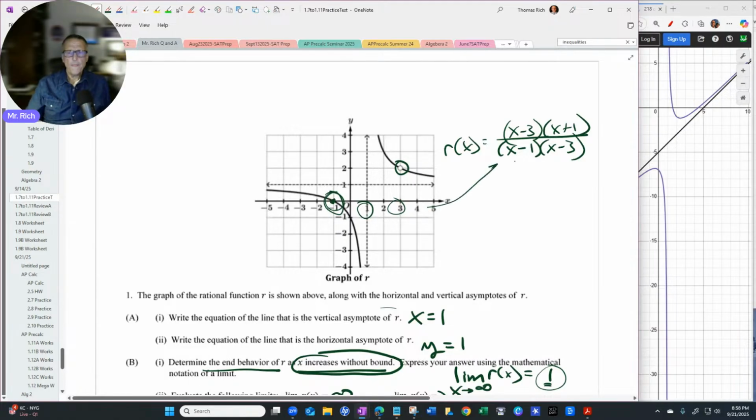And notice there would be a horizontal asymptote at y equals 1 because on the top here you would have an x squared, and on the bottom you would have an x squared. And when the exponents are the same, top and bottom, then your horizontal asymptote is at the ratio of their two coefficients. So it would be 1/1.